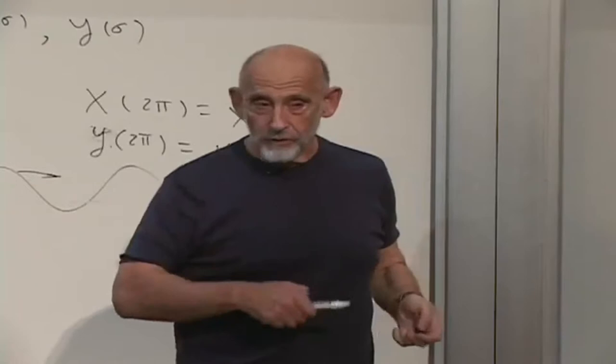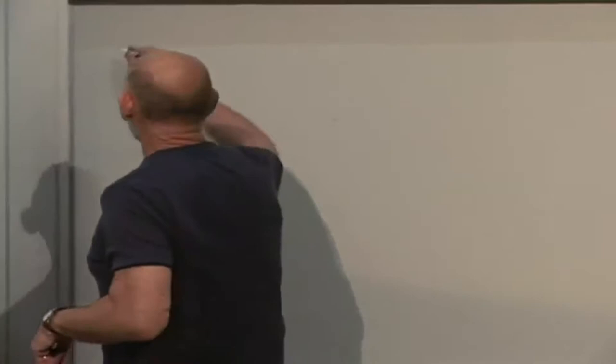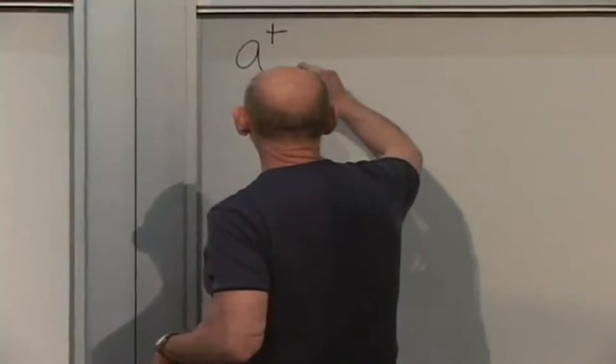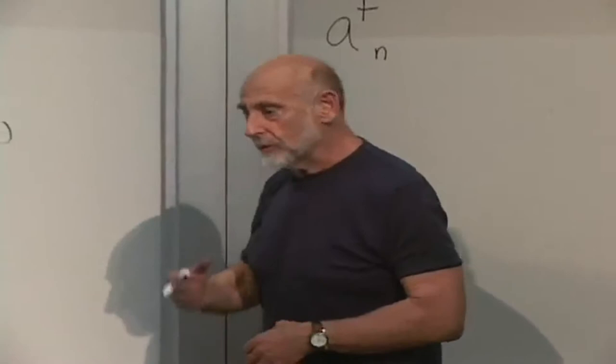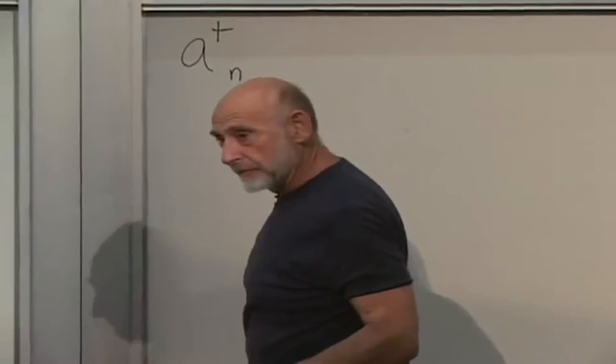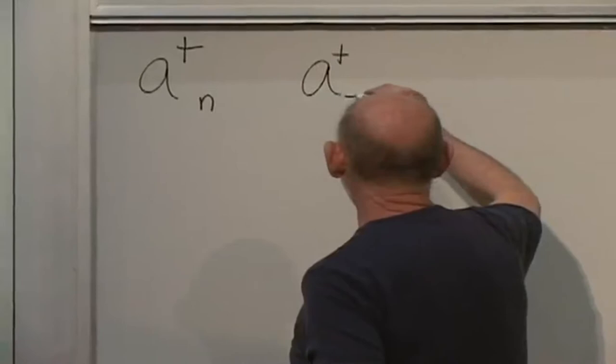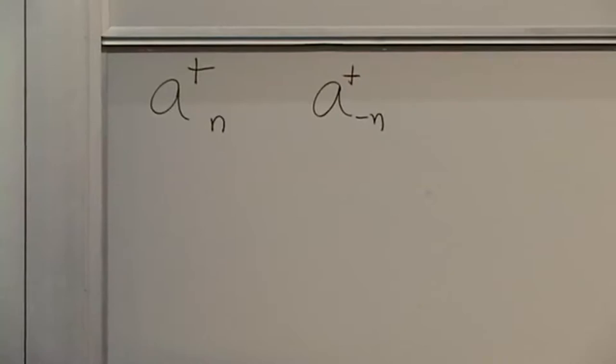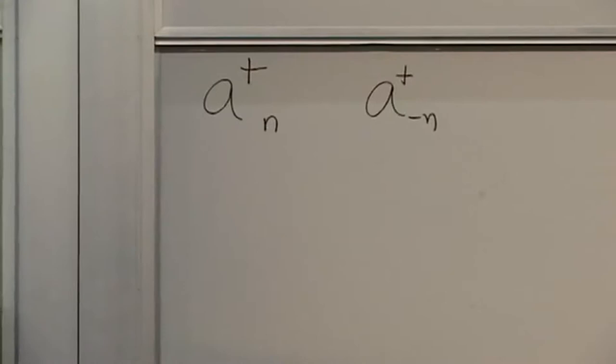So let's now write down what the various harmonic oscillators are. We first of all have creation operators. I'm not going to bother writing the annihilation operators. The annihilation operators are just the conjugate. The creation operators can create an excitation moving, let's say, to the right, and we'll just call it A plus sub n. It can also create a different operator, A plus of minus n. If this one creates a right-moving wave on the string, then the other one creates a left-moving wave on the string. Okay, so we first of all have that decomposition.